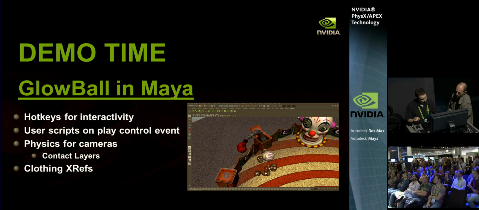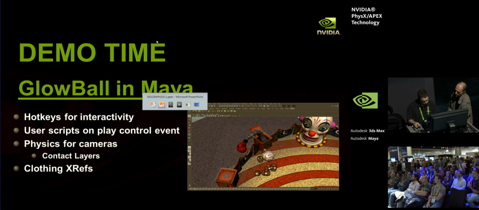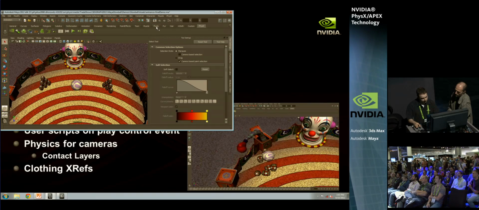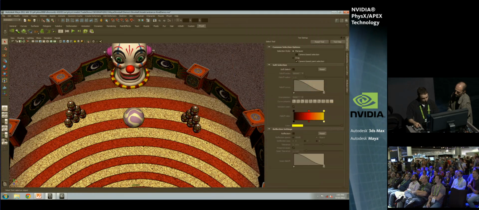So rather than going into too much more detail, why don't I just do a demo? This is the Global Tegra 3 demo running inside of Maya interactively. So I'm going to actually be using hotkeys here to manipulate the scene.